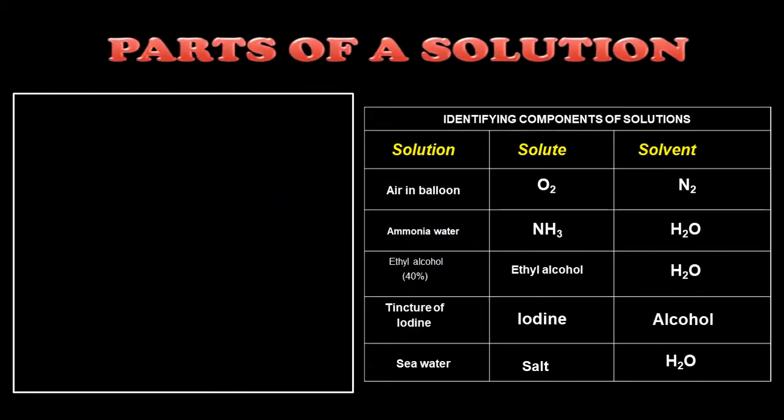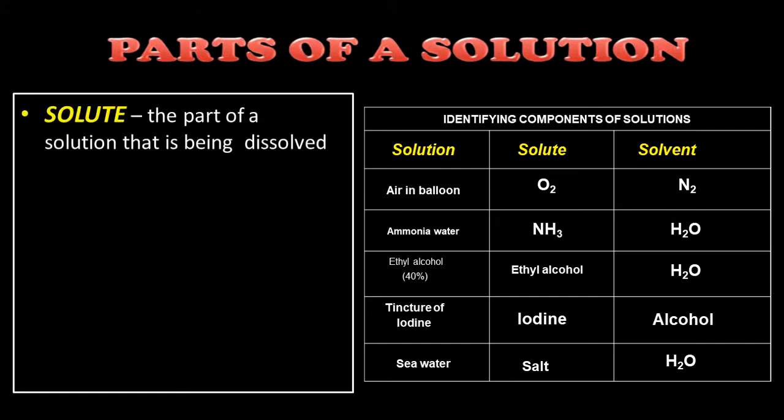Parts of a solution: we have here solute oxygen and solvent nitrogen forming a solution, like air in a balloon. So the solution will be in the gaseous state. Another one, ammonia solute dissolves in solvent water forming ammonia water. So the solution will be in a liquid state. Ethyl alcohol solute dissolves in water as a solvent, forming ethyl alcohol in different concentrations, a liquid solution. And iodine solute dissolves in solvent alcohol forming a tincture of iodine. We have here a solid solute dissolving in a solvent forming seawater.